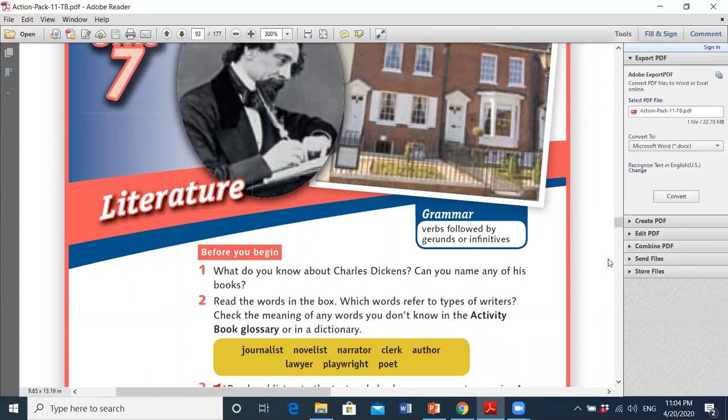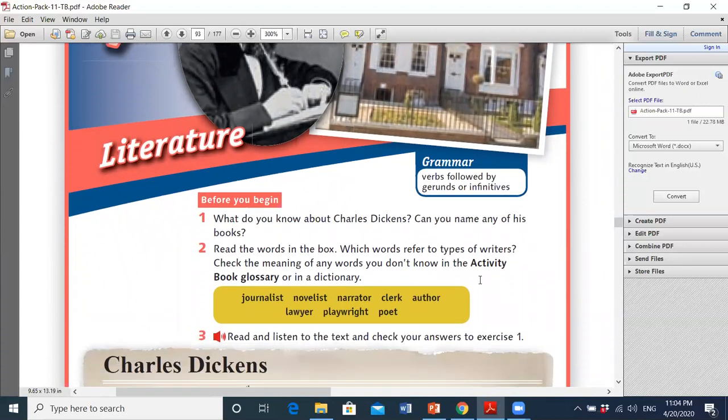The first word is journalist. So what is a journalist? A journalist is a person who writes in a journal. That's a journalist. So journalist is a type of writer. Novelist. A novelist is someone who writes novels. A novel is riwayah. Novelist is a person who writes a novel.